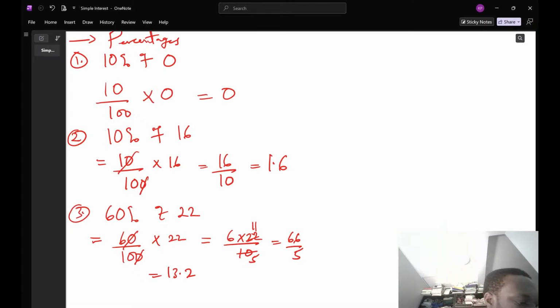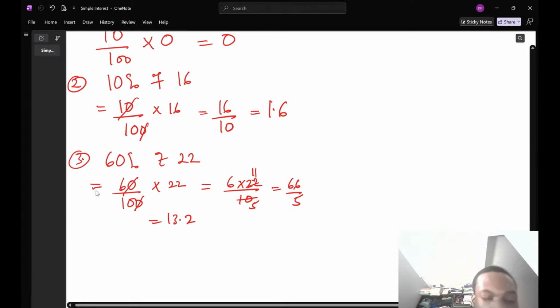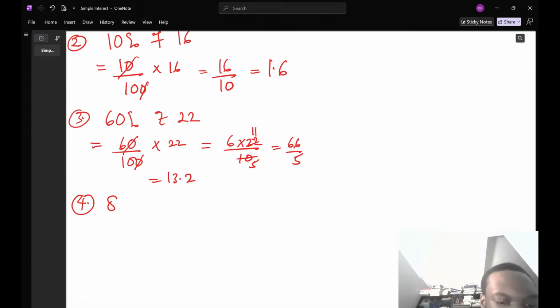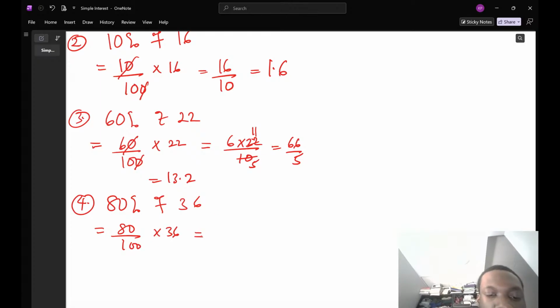Okay, let's try another one: 80% of 36. I will just do one more example and then some word problems on percentages. We have 80 over 100 times 36. This 0 will cross out this 0. 8 divided by 2 is 4, and 10 divided by 2 is 5. So we have 4 times 36. 4 times 6 is 24, write 4, keep 2. 3 times 4 is 12, plus 2 is 14. So we have 144 divided by 5.